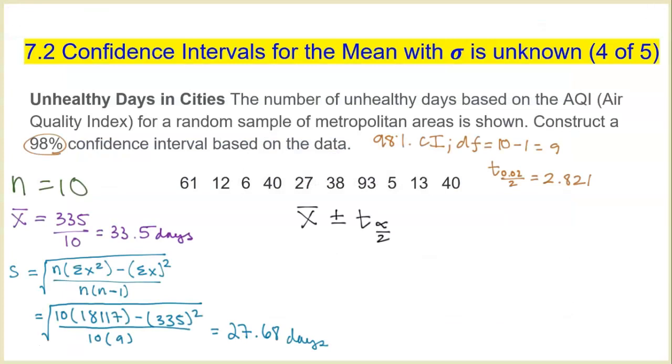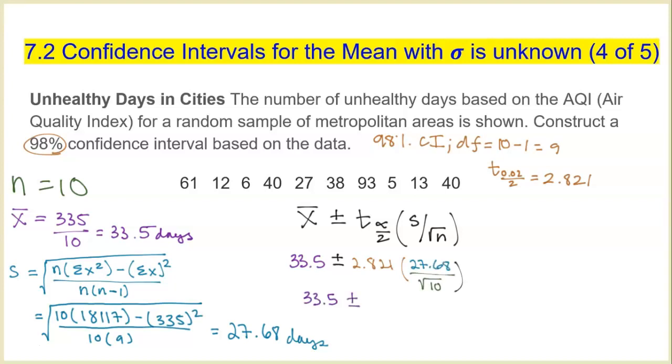And then we can use our formula. So point estimate plus or minus our margin of error. So 33.5 plus or minus our critical value, 2.821, times our standard deviation divided by the square root of 10. And when we calculate that, now this is our margin of error, right? That's a pretty huge margin of error. 24.69 days is what our margin of error represents.